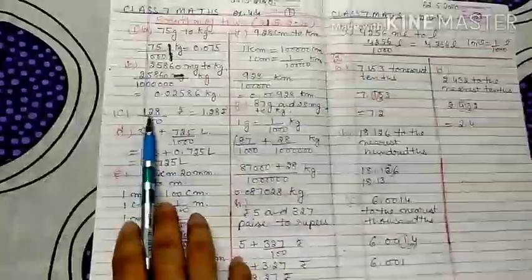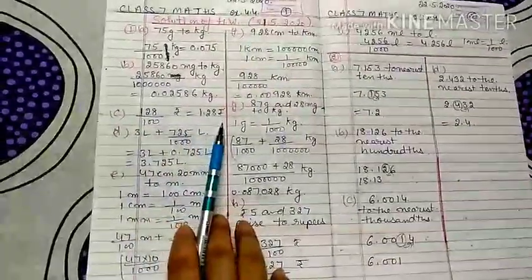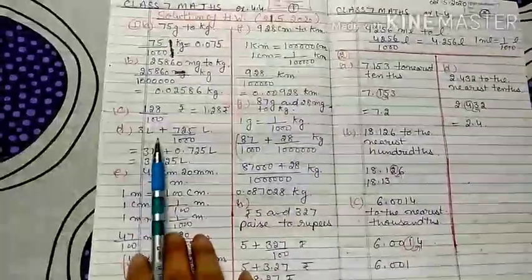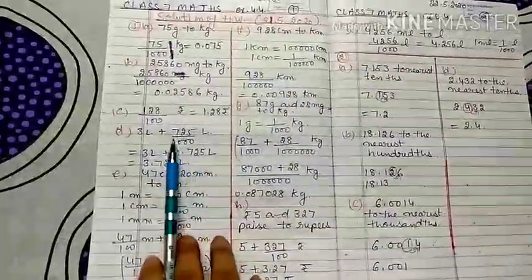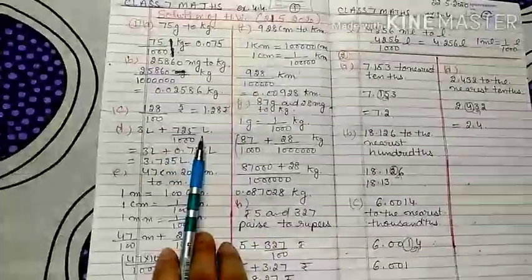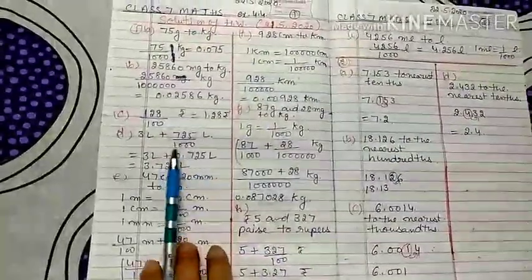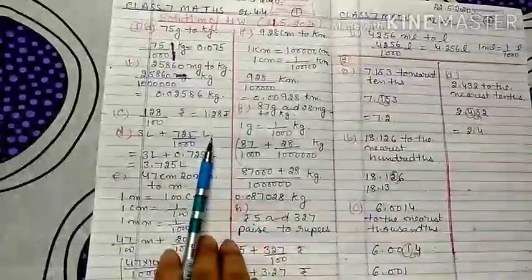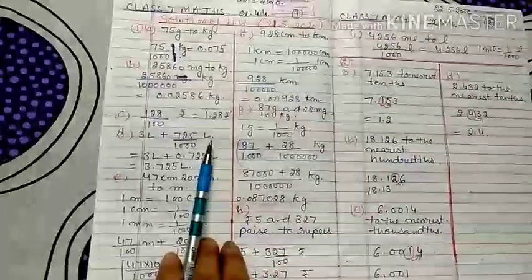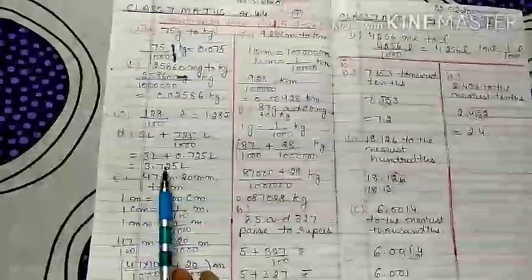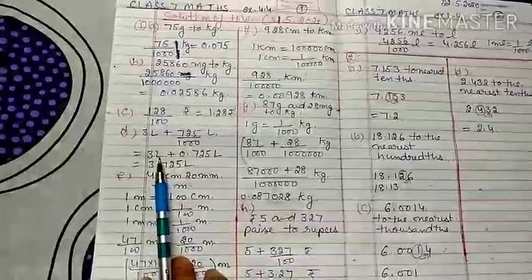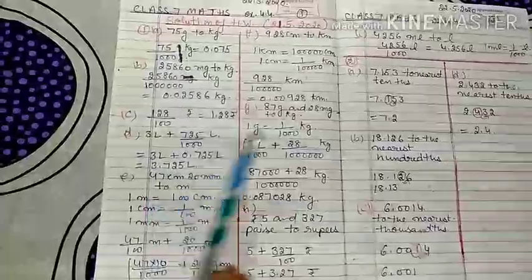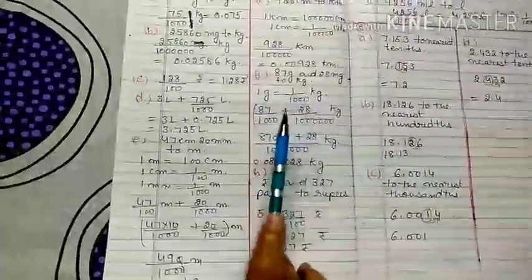Now your C part is 128 paise to rupees. 128 divided by 100 gives you 1.28 rupees. D part is 3 liter and 725 milliliter. So now you convert 725 to liter. You divide by 1000. So 725 divided by 1000 is equal to liter, because 1 milliliter is equal to 1 by 1000 liter. One part liter is already given to you. You have to convert the milliliter into liter. So when you convert into decimal and add, you get 3.725 liter.